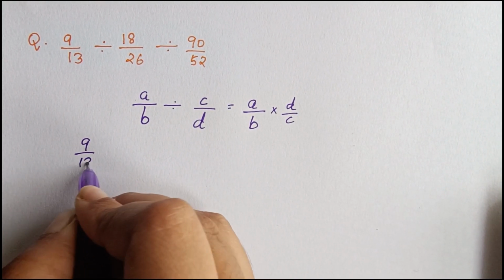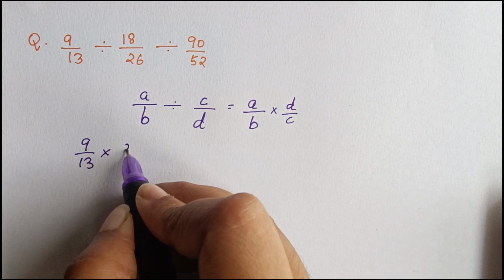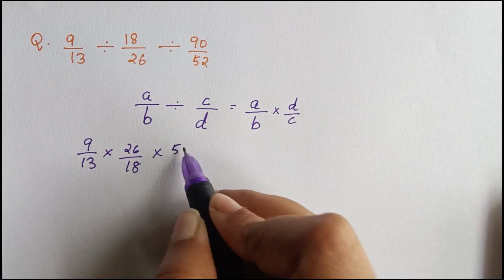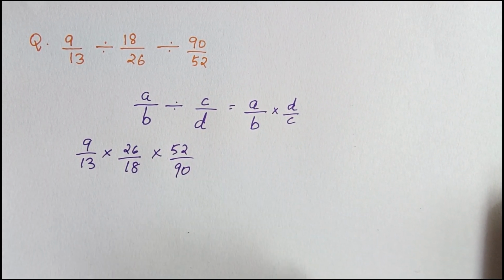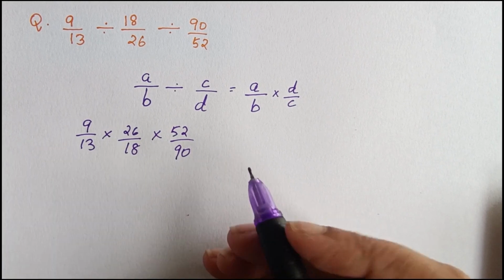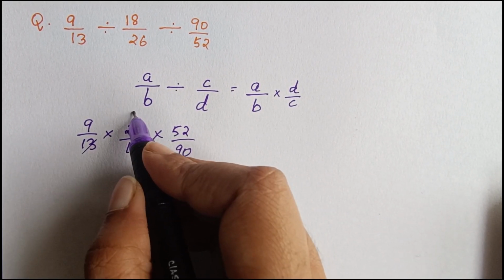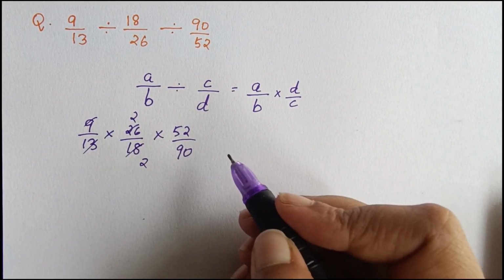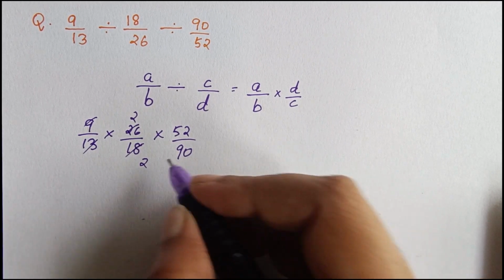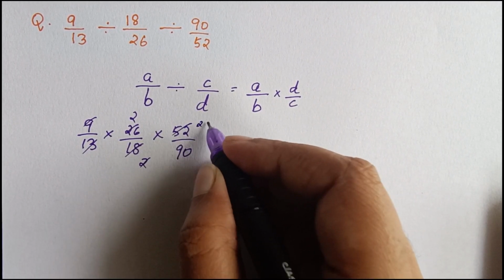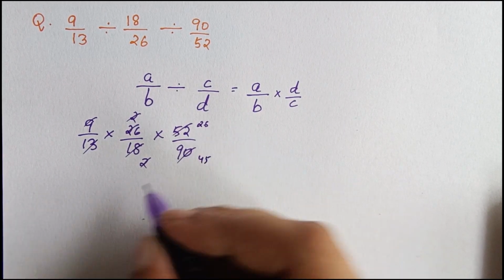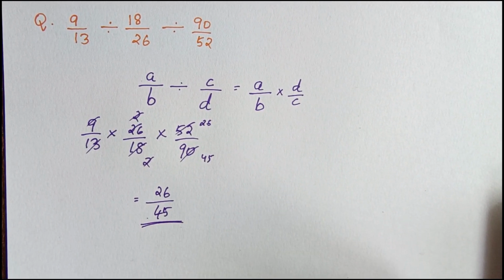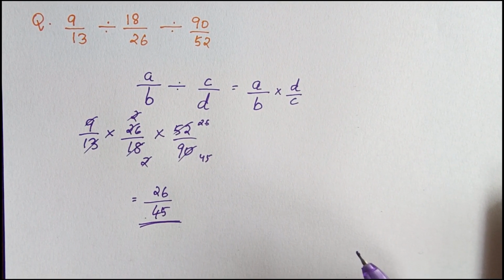9/13 into the reciprocal, which is 26/18. Again, the reciprocal of the next number is 52/90. So this is the way you solve the division of fractions. You can cancel here 13 into 2, 9 into 2, and the answer here is 26, here 45. So the answer is 26/45. Division by fraction is also very important for simplification questions.